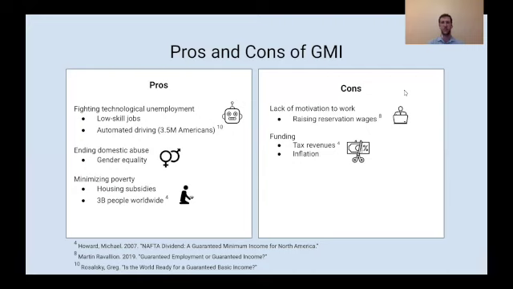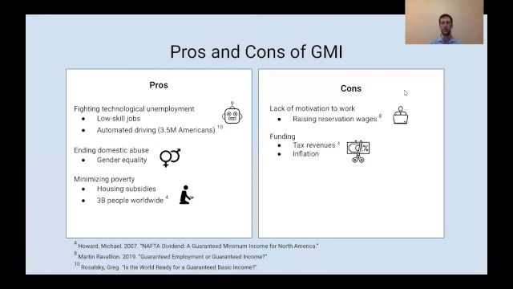So, for example, the rise of self-driving cars that we've seen over the past few years has the ability to compromise the trucking and taxi sectors, which employ more than 3.5 million American workers. So through that automation, all these people would be left without jobs and no income. But a GMI would help to offset this by providing supplemental income to the unemployed people who lost their jobs to technology.